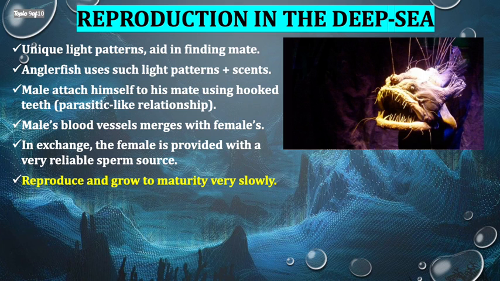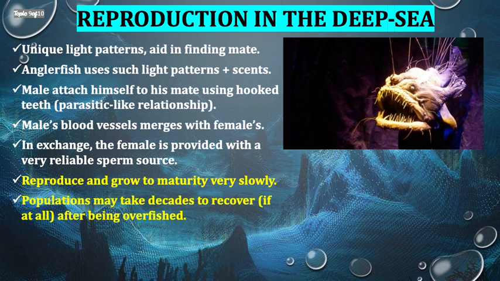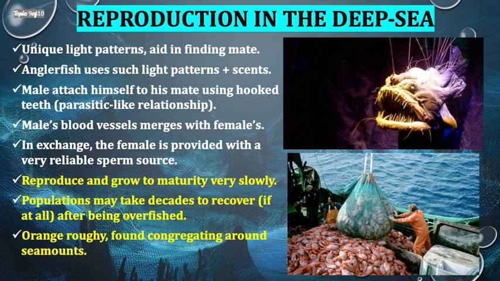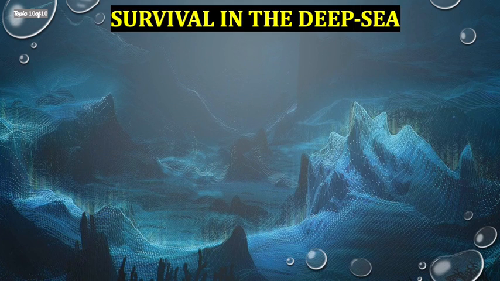And as I have said earlier, deep sea animals grow to maturity very slowly, because they also have a very late reproductive age. So if, for example, a fish is overfished, the population may take decades to recover naturally. One great example of a fish population likely being affected by overfishing is the orange roughy, the one in the bottom right corner of the photo.